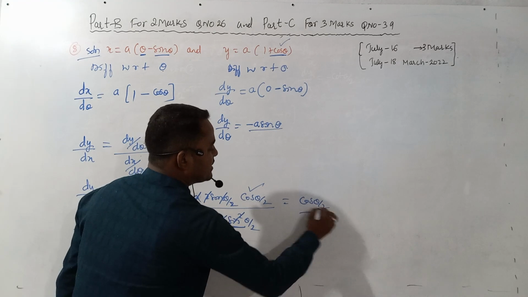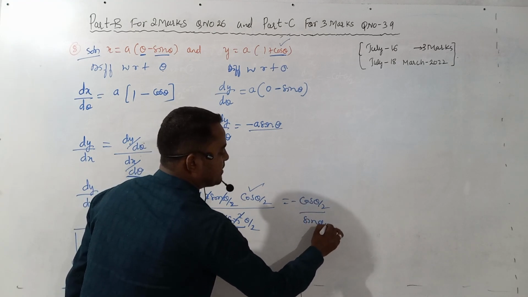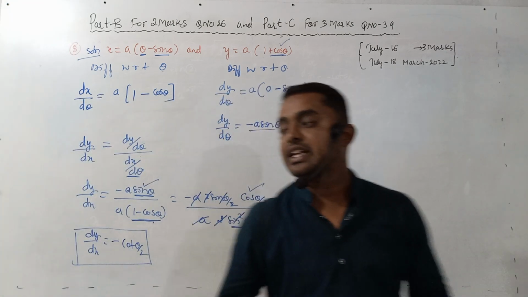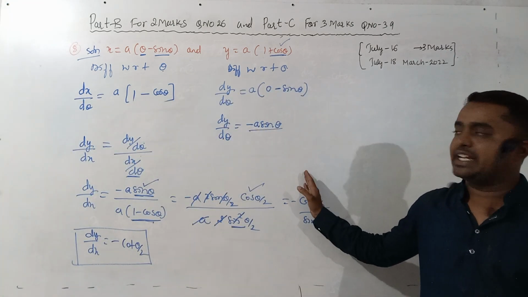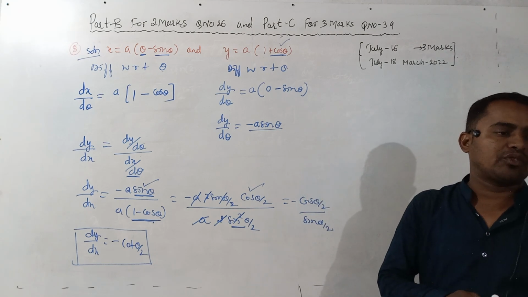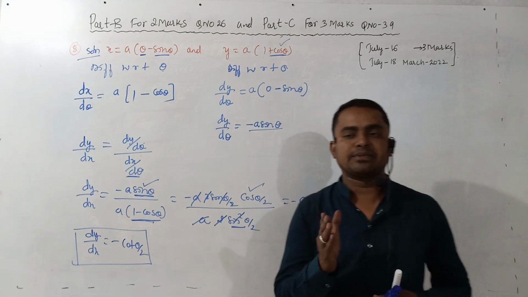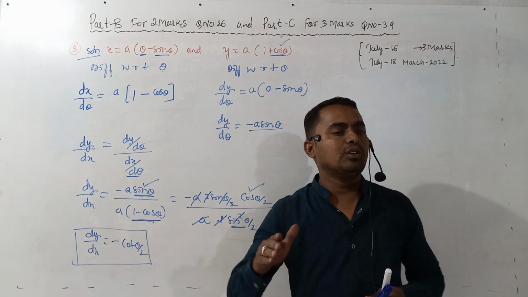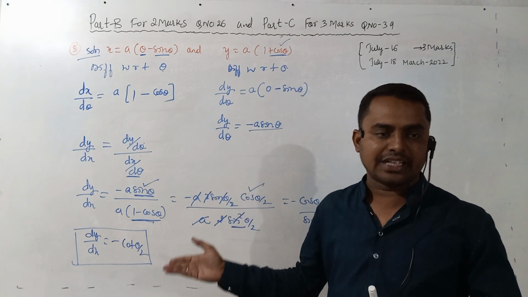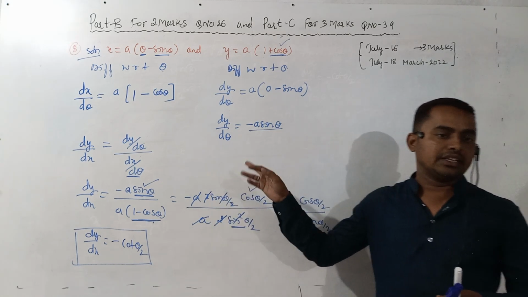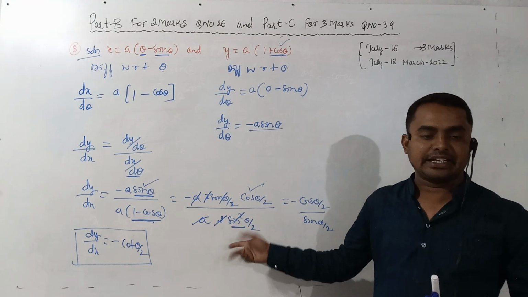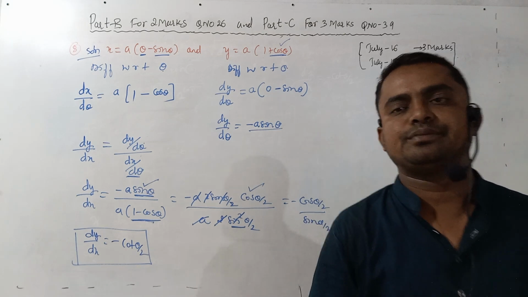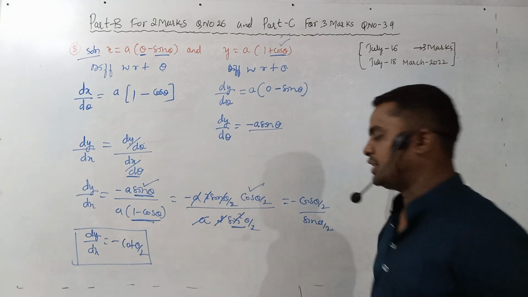Minus cos theta by 2 divided by sin theta by 2. Cos by sin is cot theta by 2. So this is the final answer, or the proof of the problem. It is very easy. The only thing is that we have to differentiate and remember the formulas: sin theta is replaced by 2 sin theta by 2 cos theta by 2, and 1 minus cos theta can be written as 2 sin square theta by 2. The a gets cancelled, the 2 gets cancelled, one sin in the numerator and one in the denominator cancel. What remains is cos by sin, which is nothing but cot theta by 2.